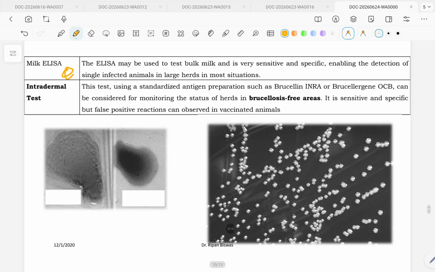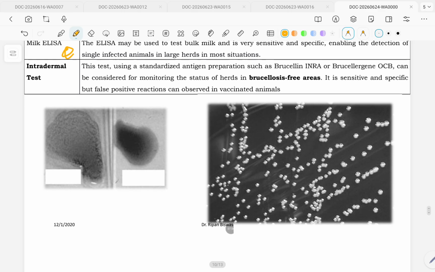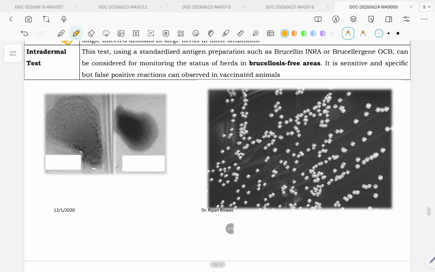International test. This test using a standard antigen preparation such as Brucella INRA or Brucellosis OCB can be considered for monitoring the status of herds in a brucellosis-free area. It is sensitive and specific, but false positive reactions can be observed in vaccinated animals.